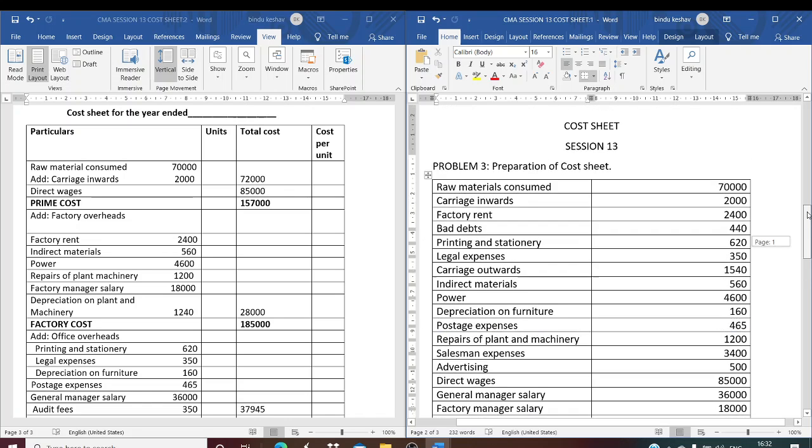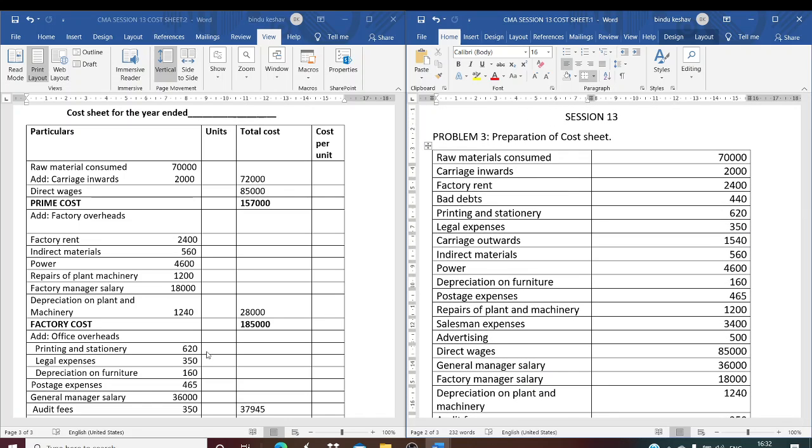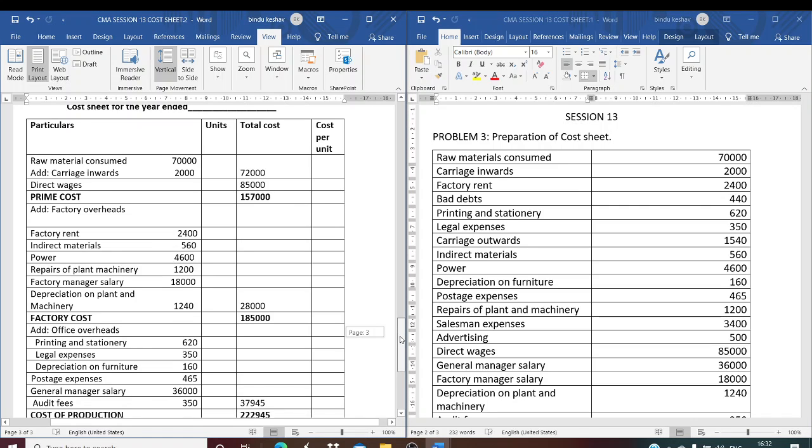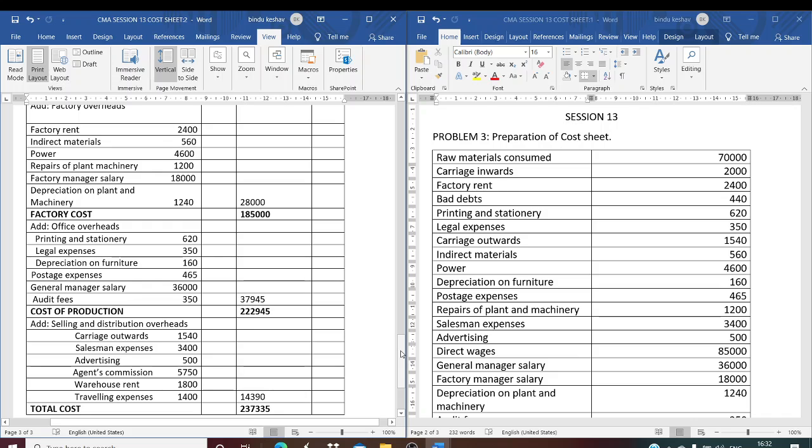Then afterwards, we have to add the office overheads now. What are office overheads? All the costs, that is indirect materials, indirect labor and indirect expenses incurred in the office for the purpose of general administration. So again we look into the question. Raw materials are anyway covered, carriage inwards, factory rent, bad debts we are not going to write, printing and stationery, these are office overheads. Legal expenses, again office overheads. Then indirect power, and depreciation on furniture, again office overheads.